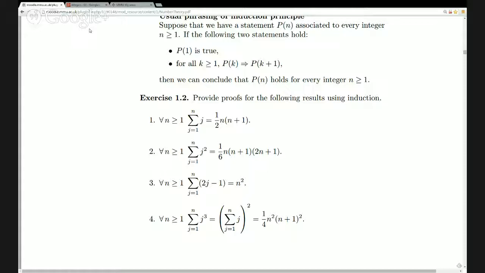So by induction, we now know that the result is true. The sum of the squares from 1 to n is indeed equal to a sixth of n plus 1 of 2n plus 1 for every n bigger than or equal to 1. Okay? It's just the final concluding remark.